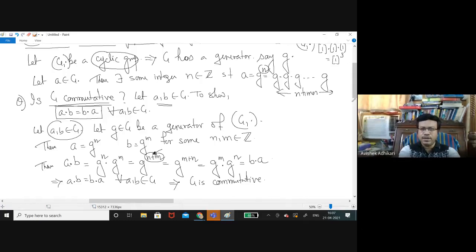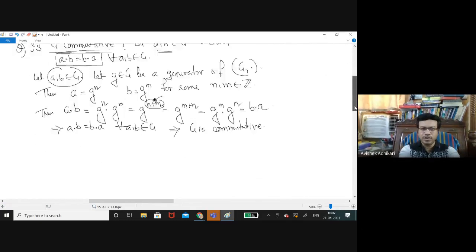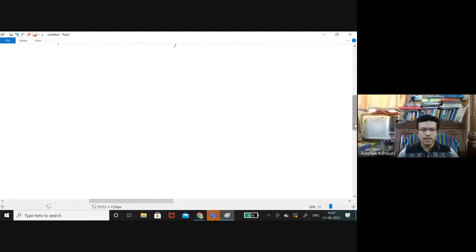Okay, now a very quick question. Hope you understand it. Let us consider (Z9, +). Question is, how many generators are there?